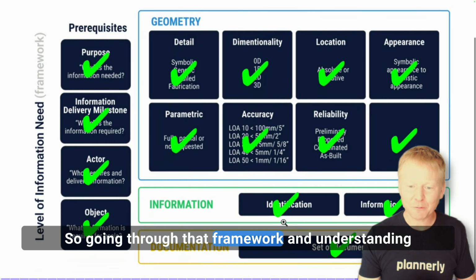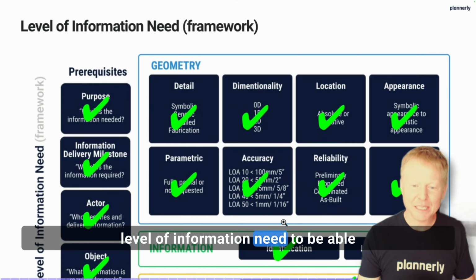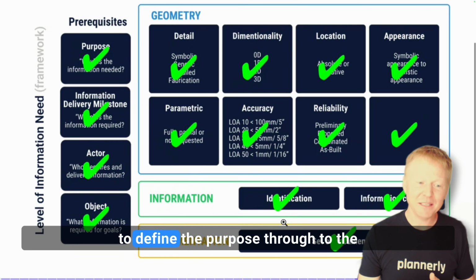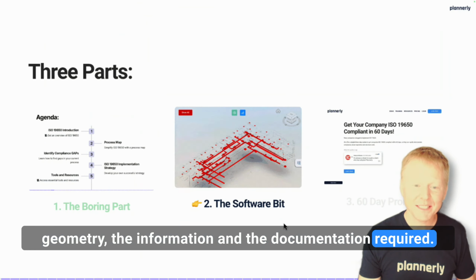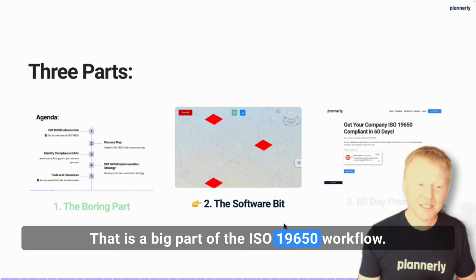So going through that framework and understanding level of information need to be able to define the purpose through to the geometry, the information, and the documentation required. That is a big part of the ISO 19650 workflow.